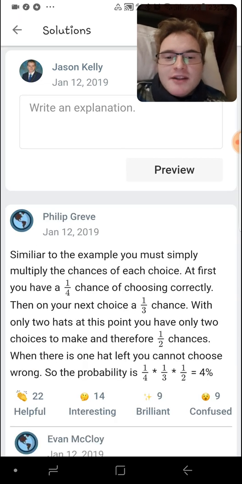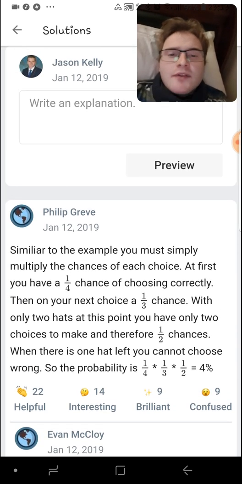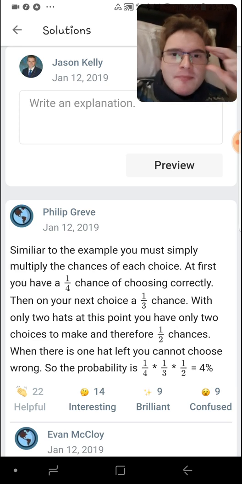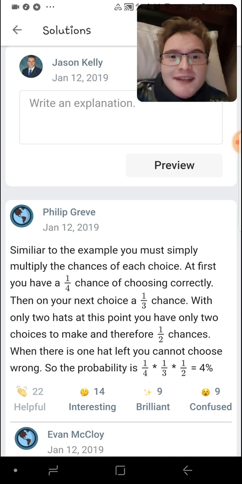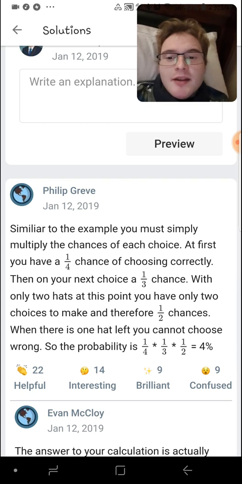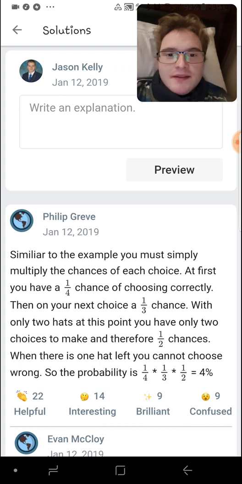And we can actually go here and discuss explanations. This is what's good about it, that you can discuss the explanations, and also here, you can vote up the explanation. So the person that submits the best explanation, I've submitted explanations myself, and I've had them voted to the top. If you articulate an explanation really well, people will vote it up. So we have Philip Grieve here saying, similar to the example, you must simply multiply the chances of each choice. At first, you have a quarter of a chance of choosing correctly. Then in your next choice, a third of a chance. With only 2 hats at this point, you have only 2 choices to make, and therefore half a chance. They've all been multiplied together in fraction form. So that's one example.